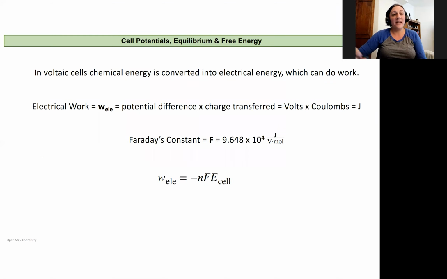So in voltaic cells, chemical energy is going to be converted into electrical energy. We're taking that potential energy difference and converting that into energy that's going to actually be able to do work. And so let's first start with electrical work. That's going to be the potential difference times the charge transferred. And so we're going to find that electrical work is equal to the negative of nFE cell.